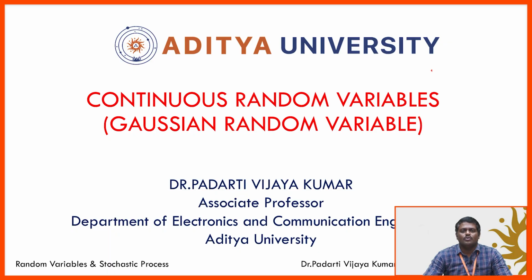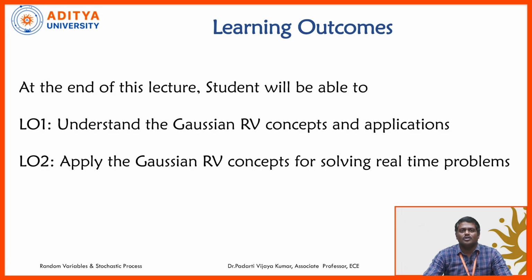In this session, we are going to see the continuous random variables. One of the applications is the Gaussian random variable. So at the end of this particular session, learning outcome 1 is to understand the Gaussian random variable concept and its applications, and learning outcome 2 is to apply the Gaussian random variable concepts for solving real-time problems.